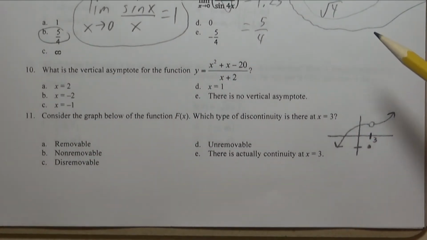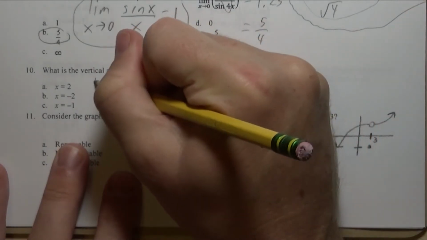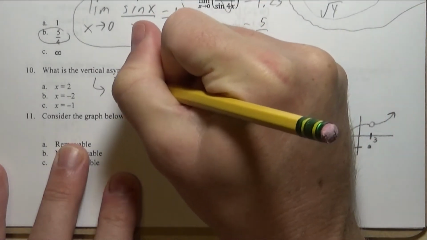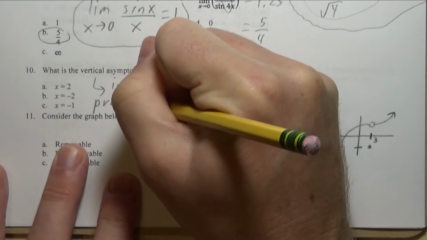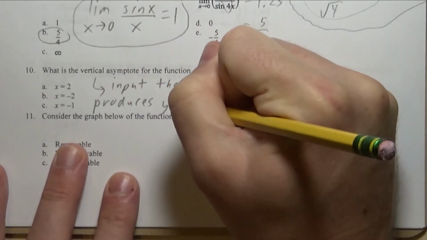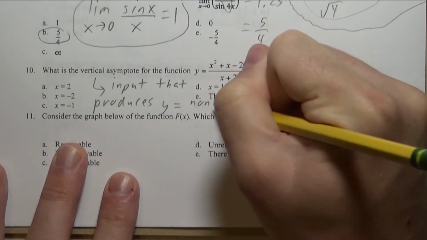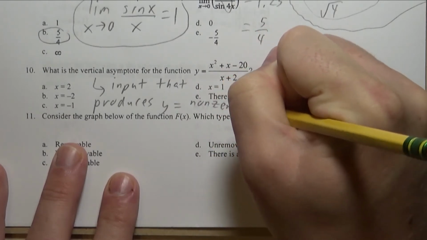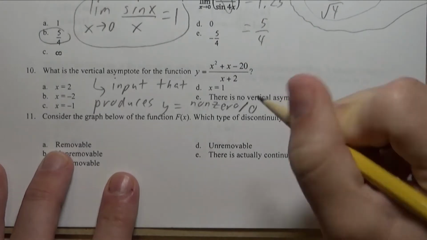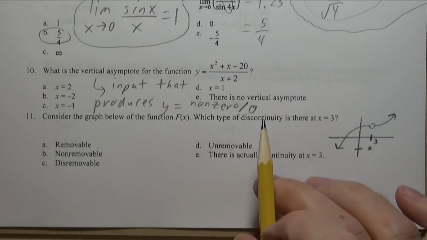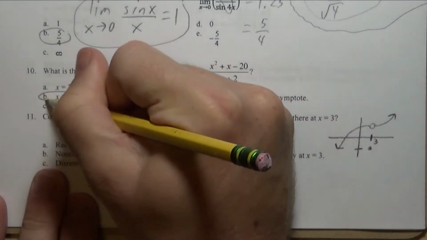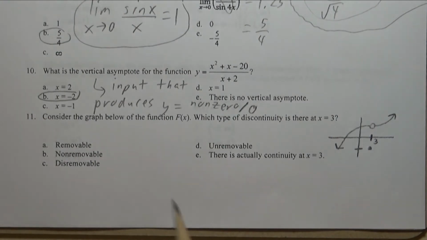All right, next one. Vertical asymptotes. For a vertical asymptote, we have to find an input that produces y equals non-zero divided by 0. Does that happen? Yes. It's very straightforward. This input will produce y equals non-zero over 0, which is undefined. Done and done.